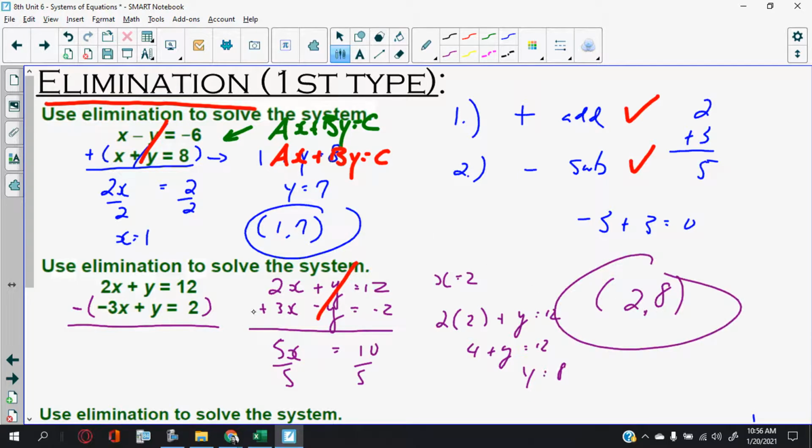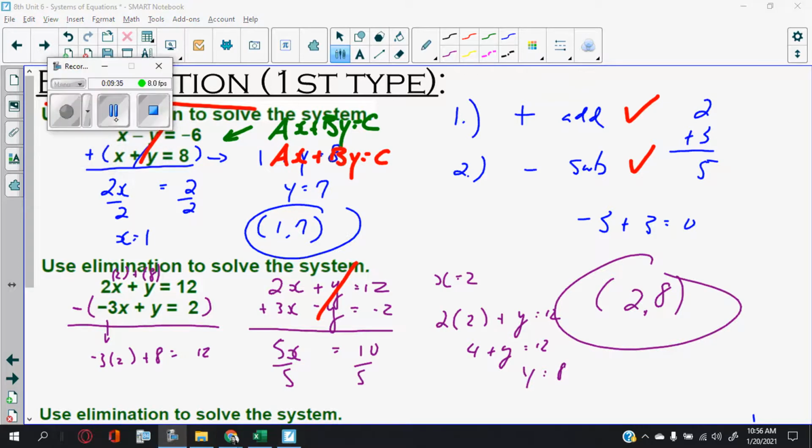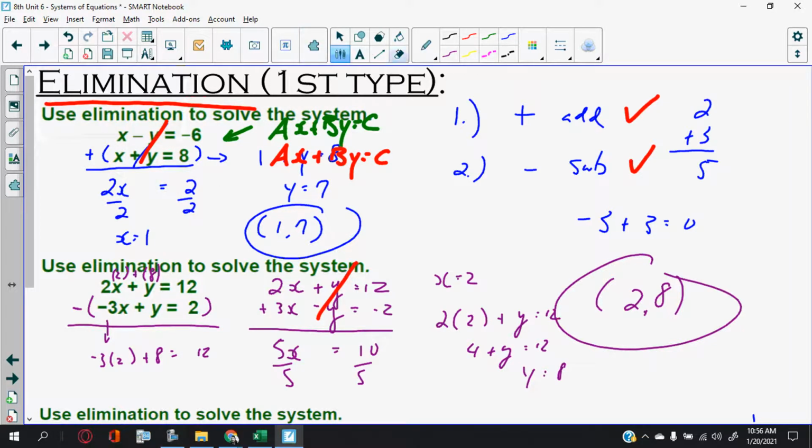And if you don't believe me, you can substitute both of these in. So you substitute 2 here and 8 here. Right? 2 times 2 is 4, plus 8 is 12. You can try for this one too. So negative 3 times 2 plus 8 is equal to 12. Wait on. Negative 3 times 2 plus 8. Oh, I caught myself. It's 2, not 12. Negative 6 plus 8, is that 2? Yep, you bet. All right, so there's our answer.